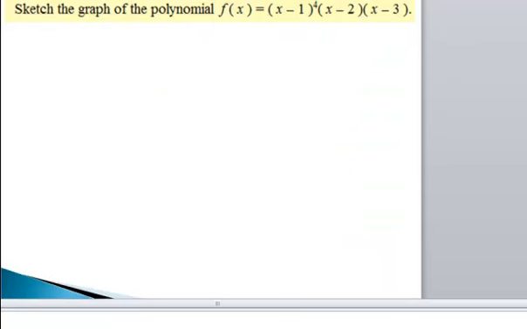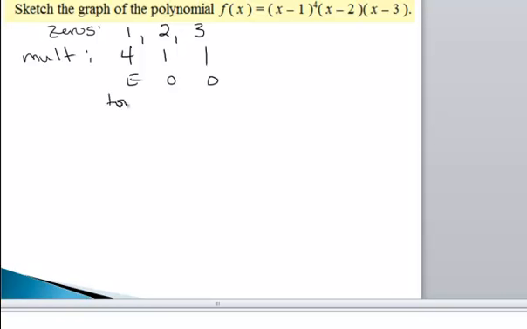So let's sketch the graph of this polynomial. The zeros are 1, 2, and 3. The multiplicity would be 4, 1, and 1. This is even, odd, odd, which means it will touch, it will cross, and it will cross.